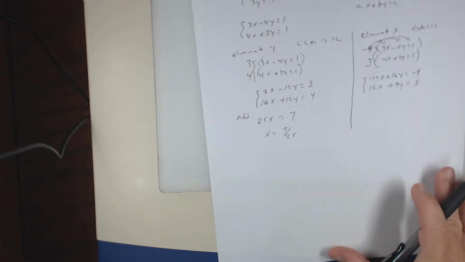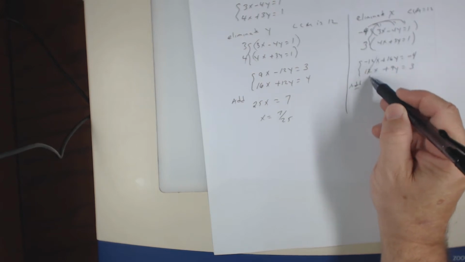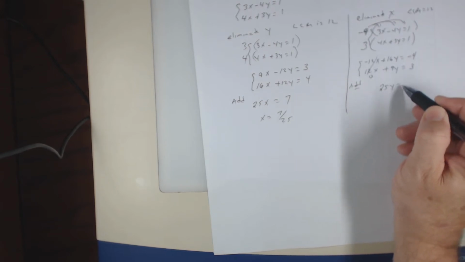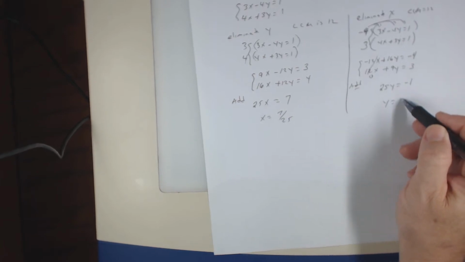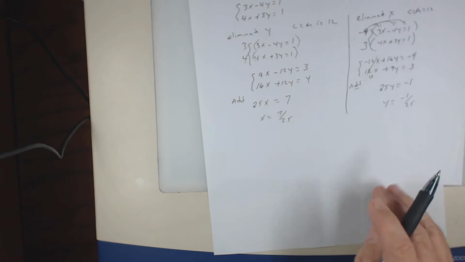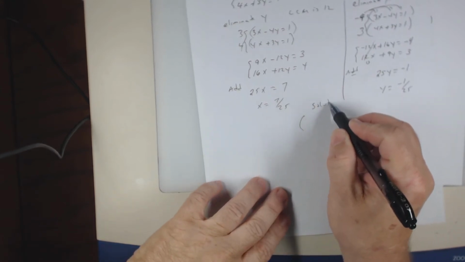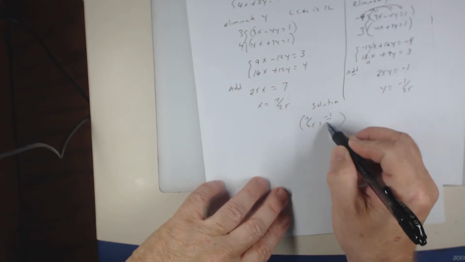Equals 3. Now what can I do? So the x's go away. You get what? Equal -1. So what's your y coordinate? All right, so you're done. Your solutions are: what's x? What's y? There's your answer.